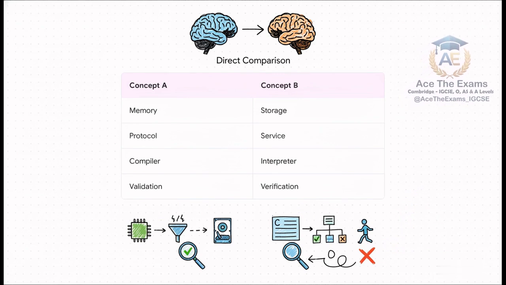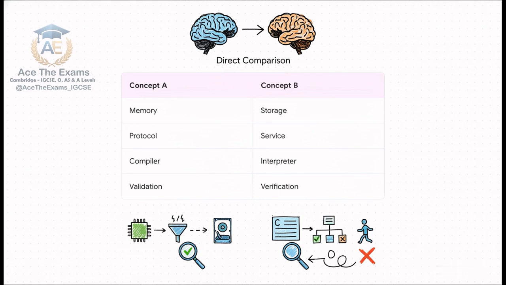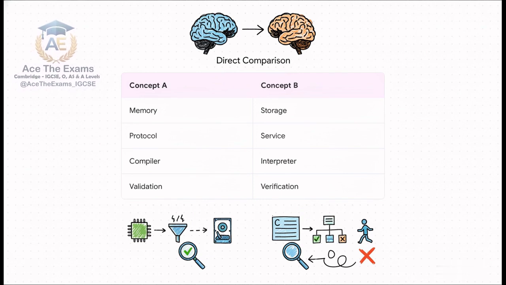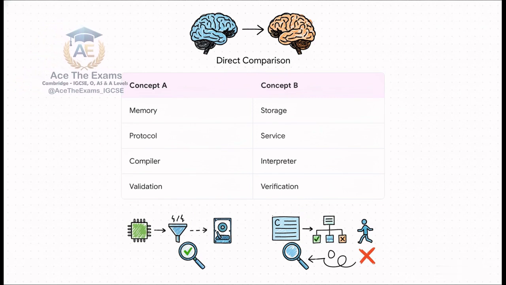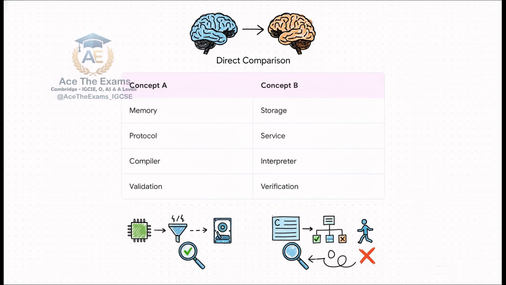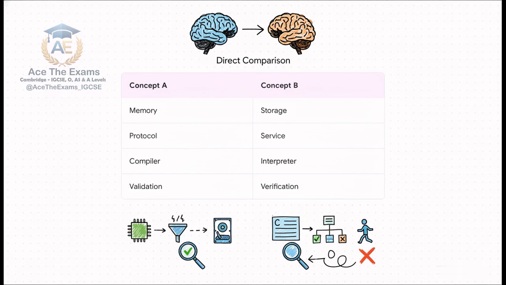If you confuse memory, which is volatile and used for current processing like RAM, with storage, which is non-volatile for long-term data keeping, your whole explanation completely derails. Same goes for a protocol, which is the set of rules, versus a service, which is the application itself, or a compiler, which translates all the code at once, versus an interpreter, which goes line by line. And don't even get me started on validation versus verification. Validation checks if data is sensible, verification checks if it matches the original source. You absolutely must train your brain not just for single-topic explanation, but for direct, rigorous comparison.